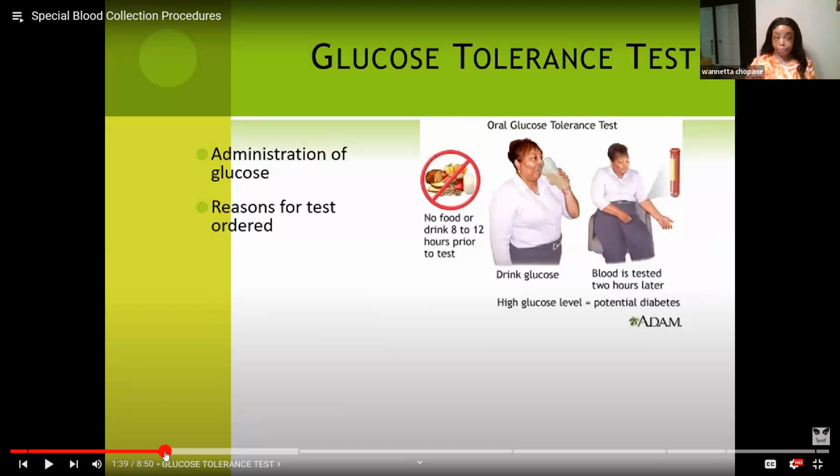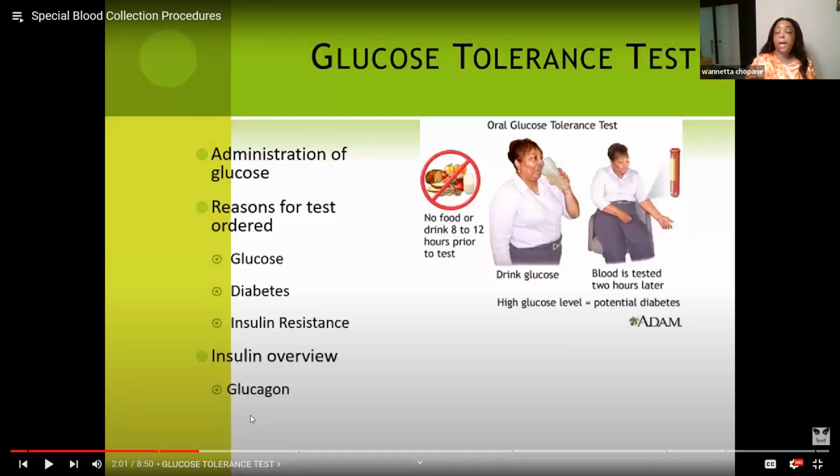Now, next in the line of special collections, for those of you that had babies, you probably had this, not probably, but you had to have had this done in your pregnancy, probably 7 or 8 months or so. Now, not only pregnant people get this, it could be other people where the doctor ordered this, but typically it is done in pregnancy.